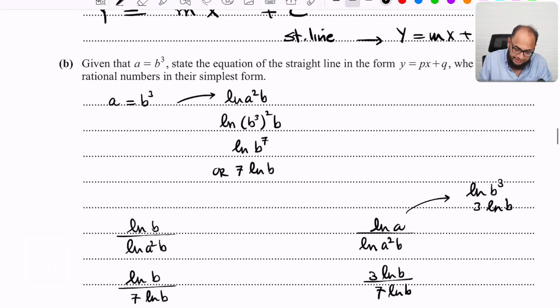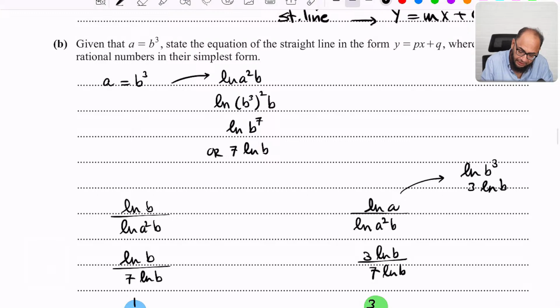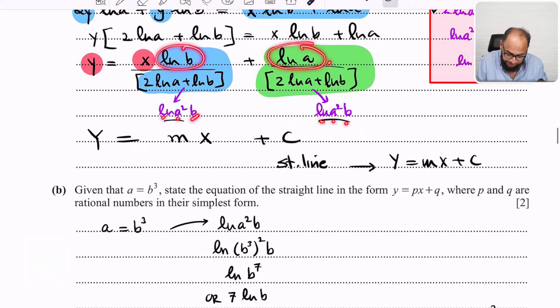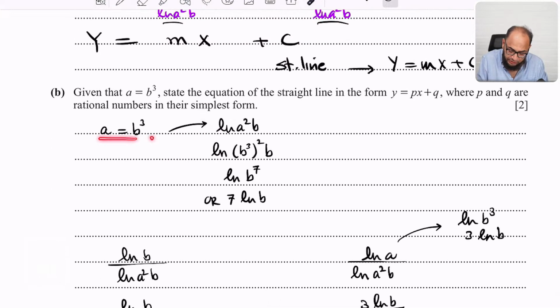Okay, now let's get started. Given that A is equal to B cube, state the equation of the straight line in this form where P and Q are rational numbers in their simplest form. Now, first of all, this is ln B, this is ln A square B, this is ln A. So if A is equal to B cube, I'm replacing A with B cube.